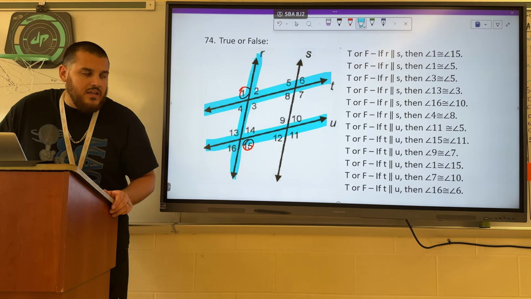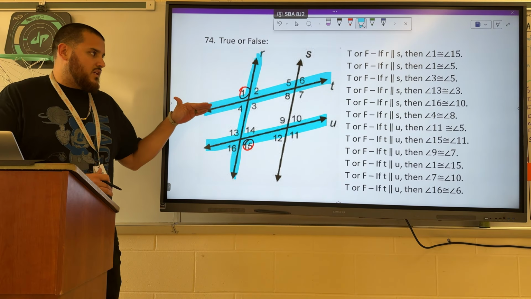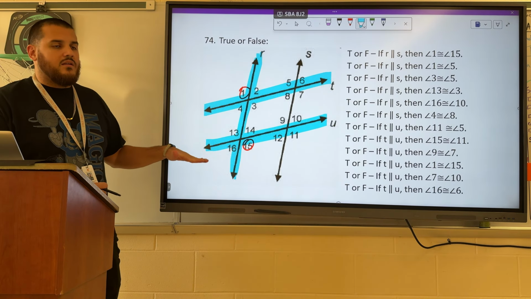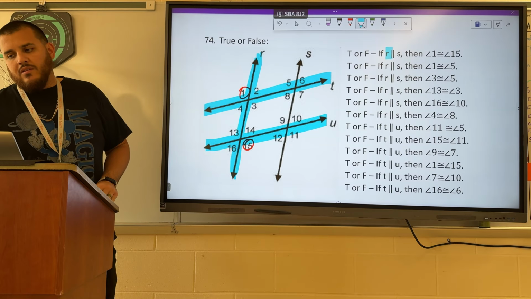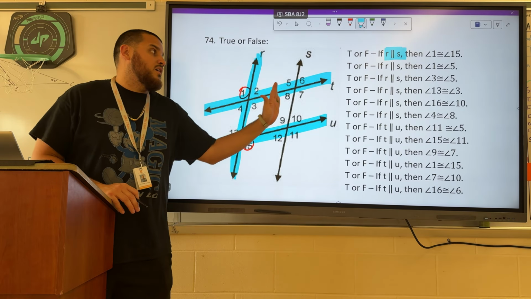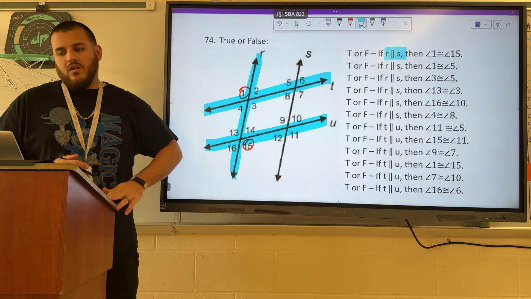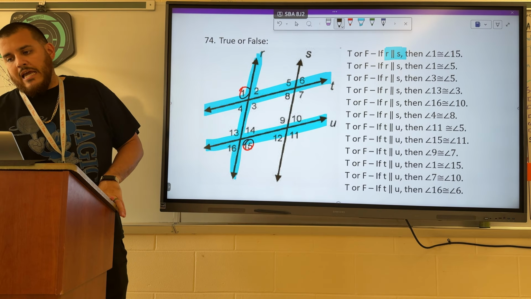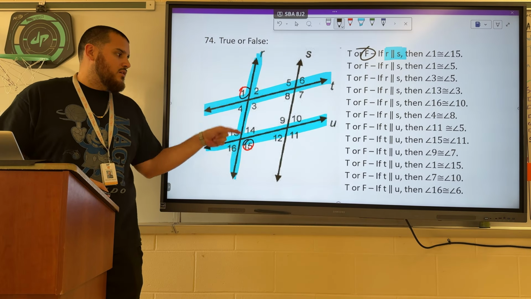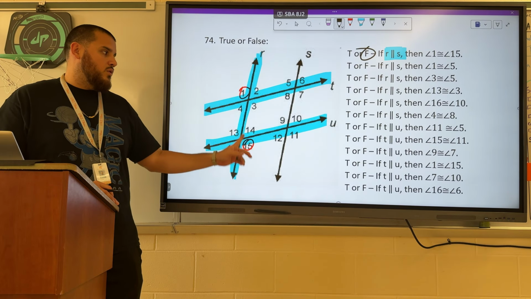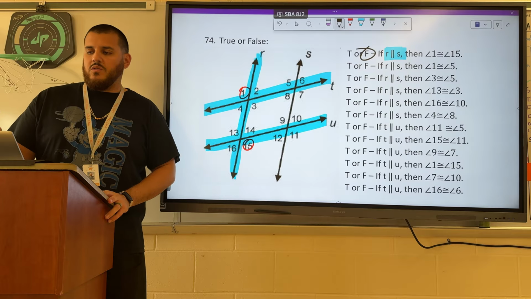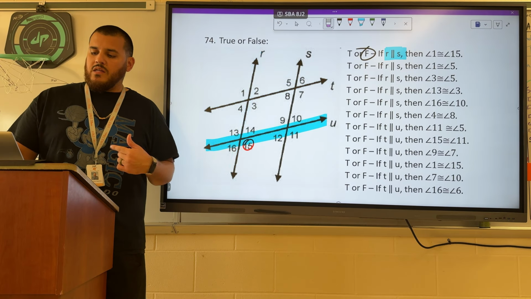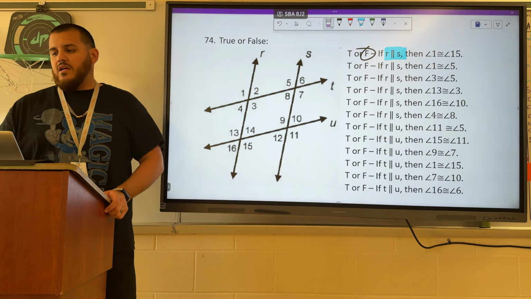So the relevant thing here to know that 1 is congruent to 15 would be line T being parallel to line U, and that is not what this statement says. This says if R is parallel to S, then these are congruent. And that would not be true in this example. So that is false. We need the relevant lines to be parallel in order for these alternate exterior angles to be true. We're going to continue using this logic throughout the rest of our examples.